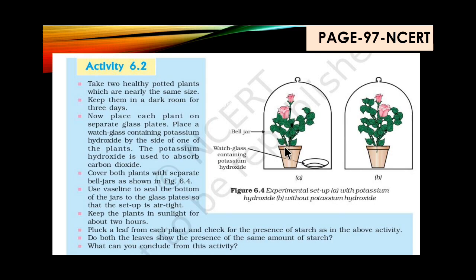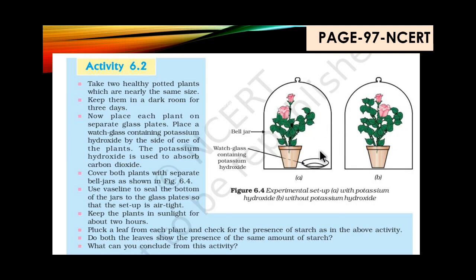Now here two healthy potted plants are taken, then again they are kept in the dark room. Okay, now after this, on a separate glass plate for each plant, place a watch glass containing potassium hydroxide. Okay, one with the potassium hydroxide, the other without. Now the edges of the bell jar are sealed properly so that the carbon dioxide does not diffuse in from outside. Okay, after this, keep the plants in sunlight for about 2 hours, and after this pluck a leaf from both the plants and check for the presence of starch.